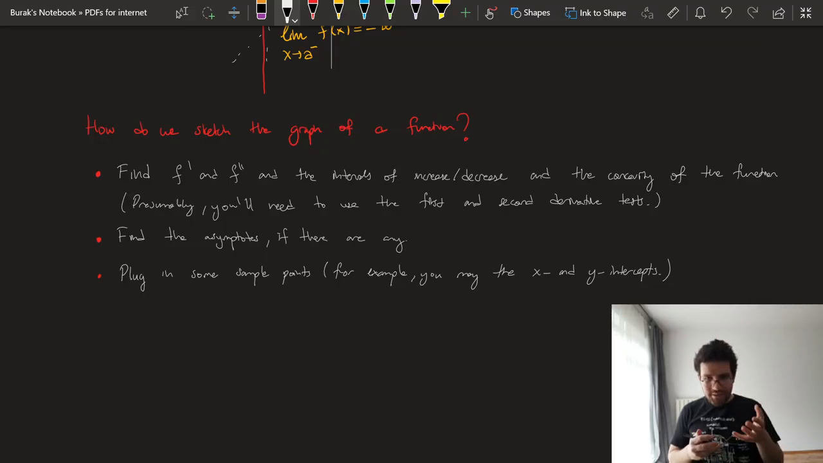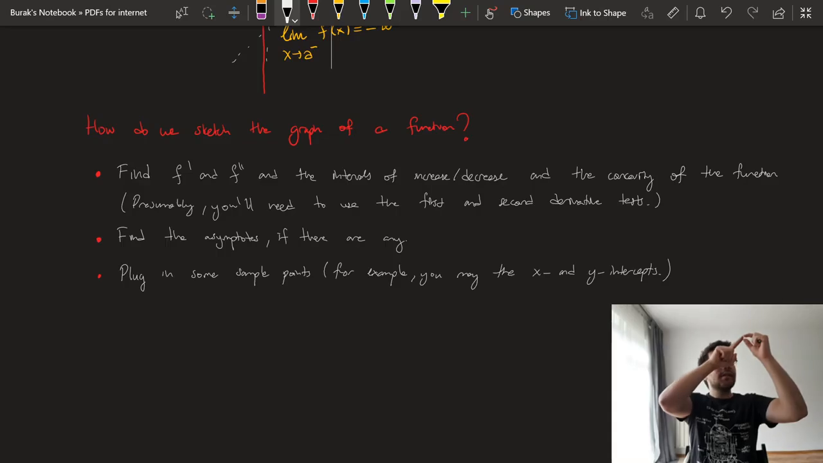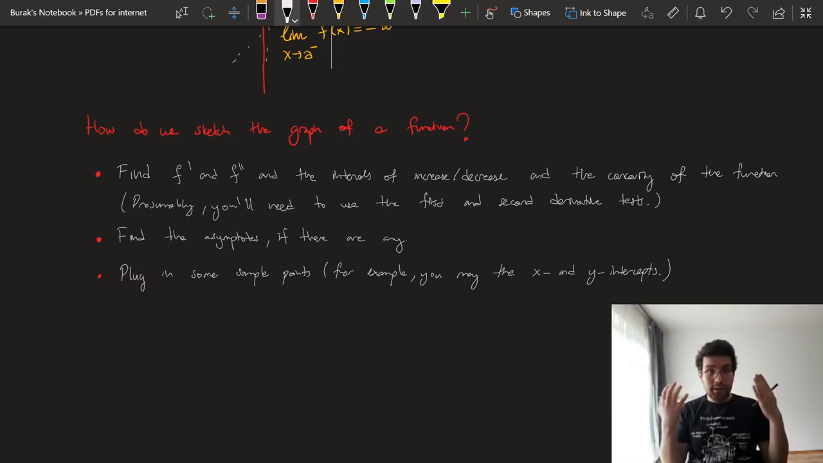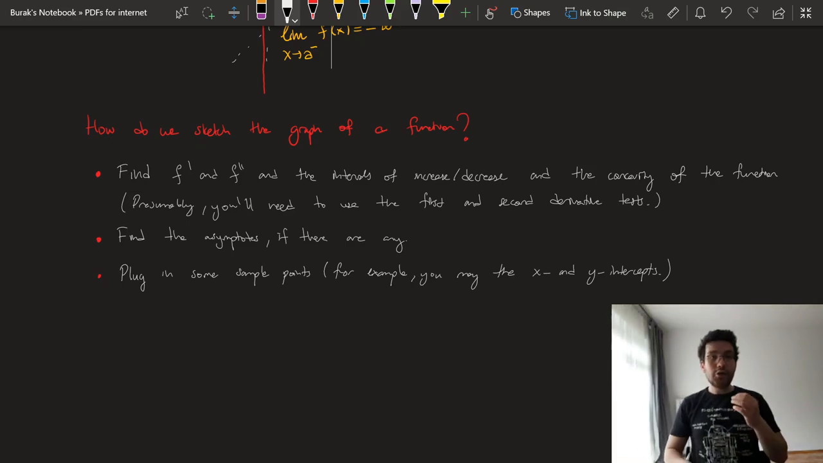But these are not sufficient to draw a proper graph, because pretend that you know that your function is decreasing here and increasing here. Okay, decreasing, increasing. Does it look like this or does it look like that? I should compare the values of the function at these points. Maybe they look like this or they look like that. The point is, besides what you learn from these, you should also plug in some sample points to get a sense of, well, you should just plug in some sample points.